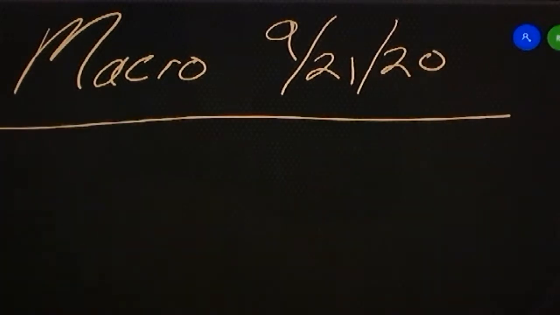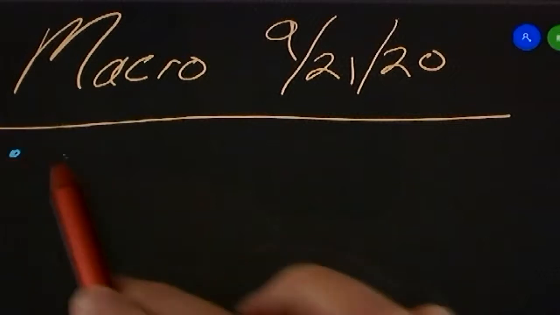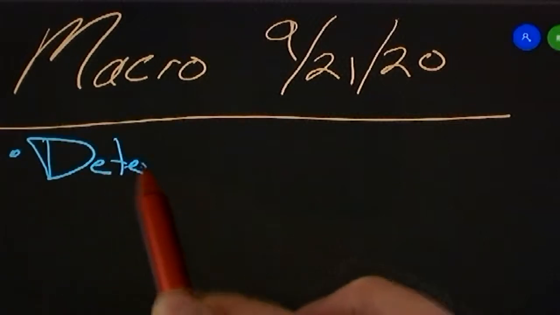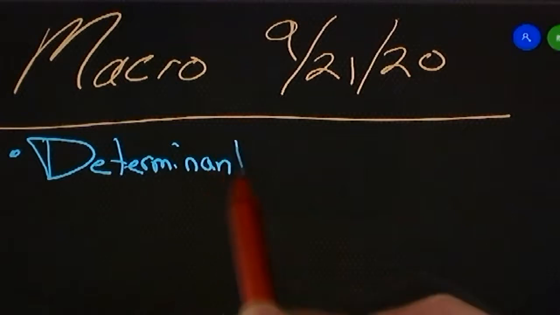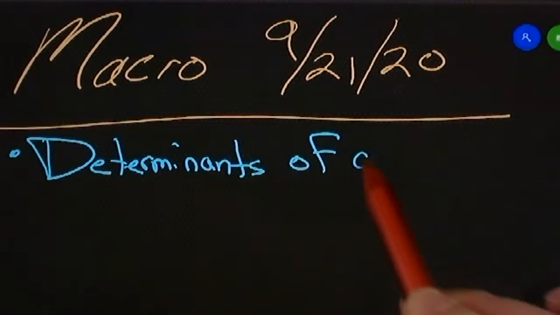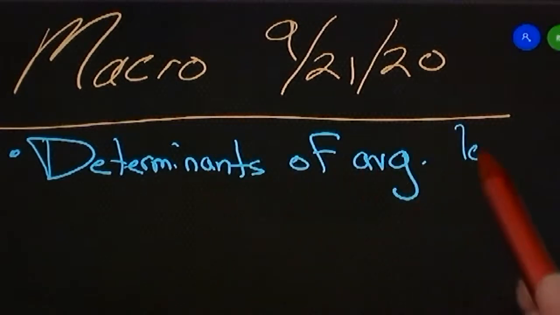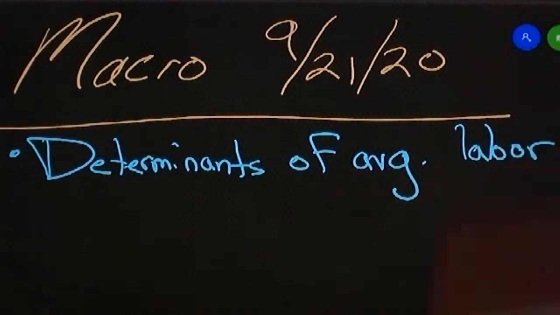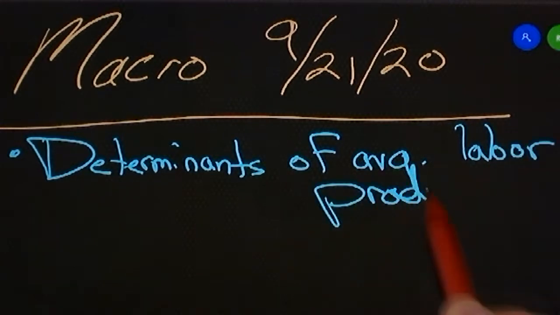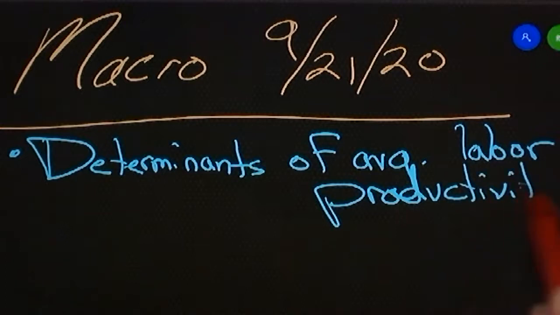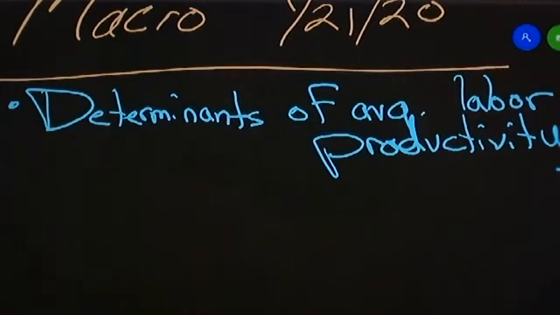So we left off last time, and what were we talking about? We were talking about those different determinants of average labor productivity. So what were those determinants? Well, we found that there were six of them.